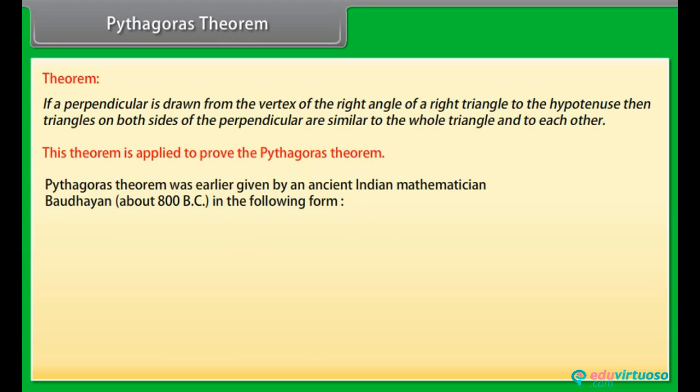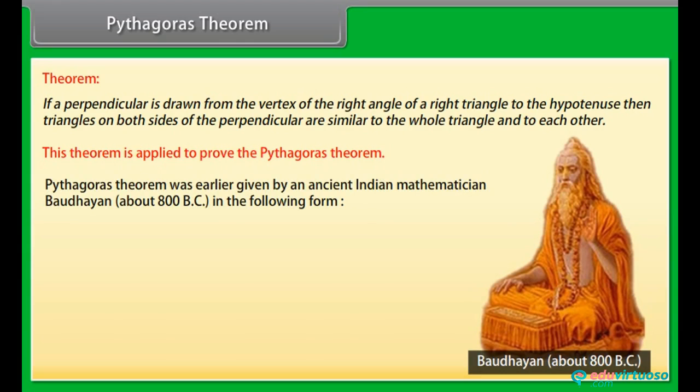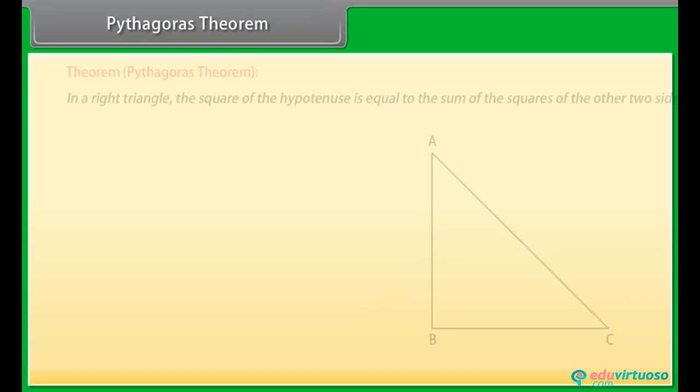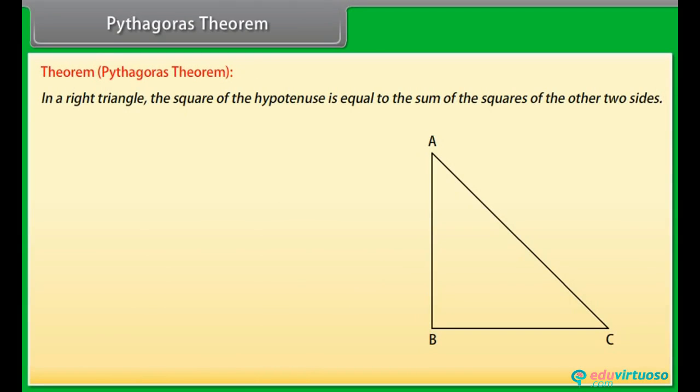Pythagoras Theorem was earlier given by an ancient Indian mathematician, Bodhian, about 800 BC in the following form. The diagonal of a rectangle produces by itself the same area as produced by its both sides, that is, length and breadth. This theorem is sometimes also referred to as the Bodhian theorem. In a right triangle, the square of the hypotenuse is equal to the sum of the squares of the other two sides. Let us prove this theorem.